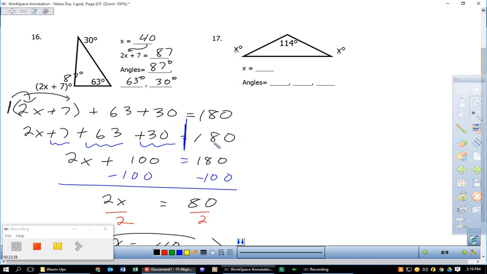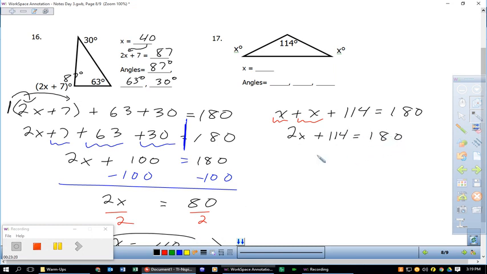All right, number 17. Again, adding all three angles, we should get 180. So x plus x plus 114 should be 180. This time, our like terms we can combine are actually the x's. So 1x plus 1x gives us 2x. 2x plus 114 is 180.